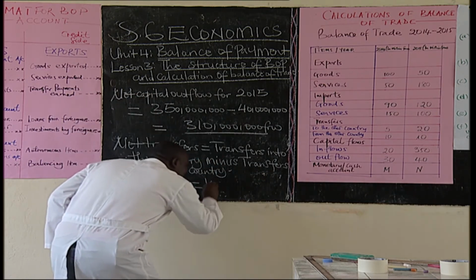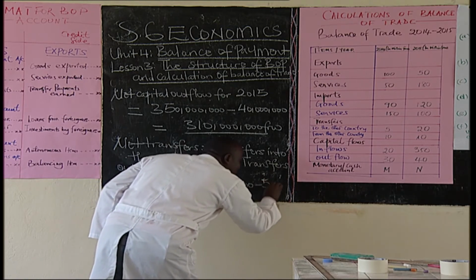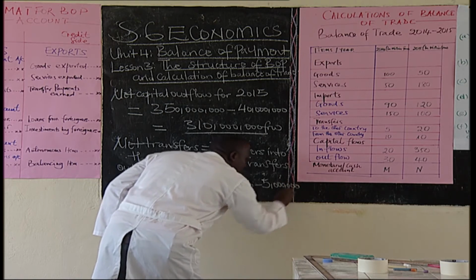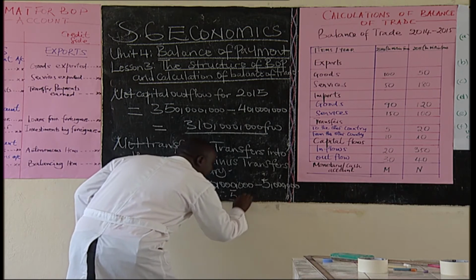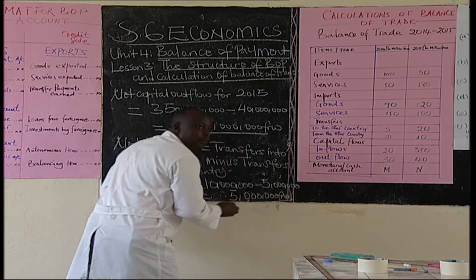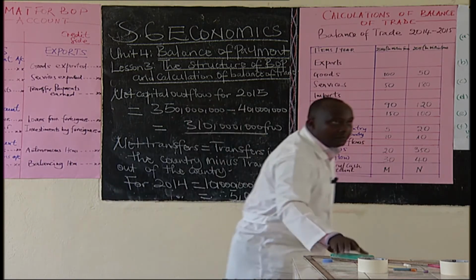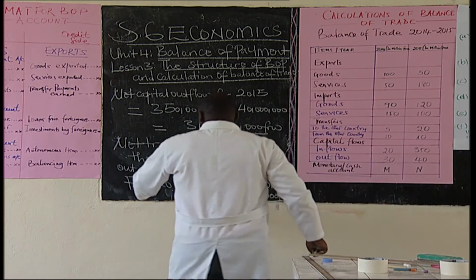We shall get 10 million minus 5 million. The net transfer will be 5 million francs. That will be our net transfer of 5 million francs.